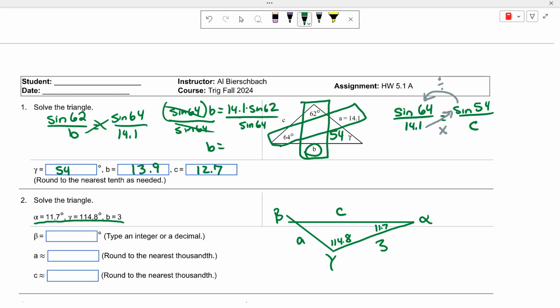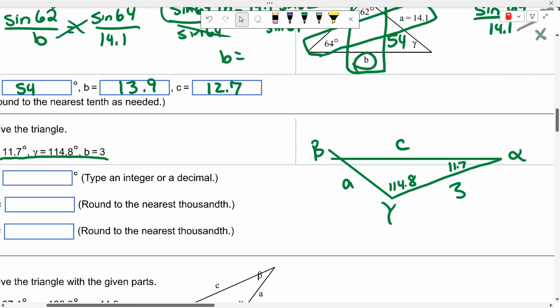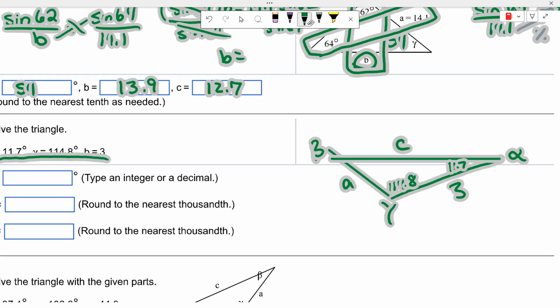Okay? So, what can we figure out just by looking at that? Well, if I have two angles, I should know the third angle. Because there's 180 degrees in a triangle. 180 minus 114.8 minus 11.7 is 53, 54, somewhere in there. 53.5.